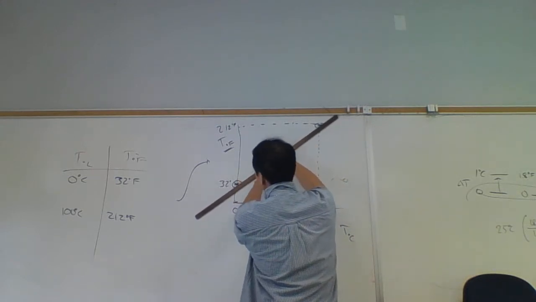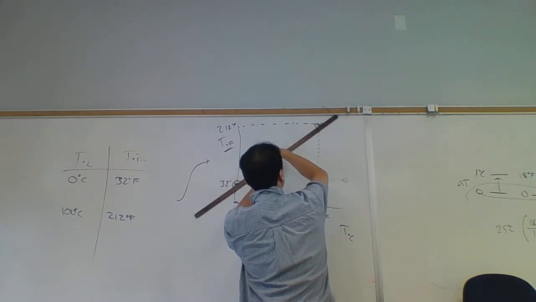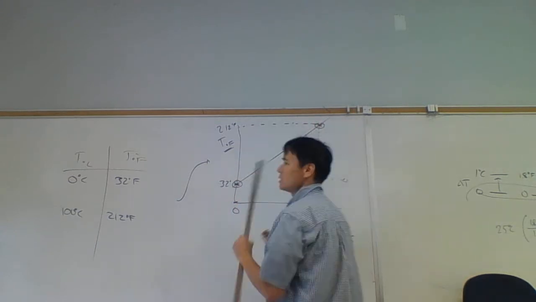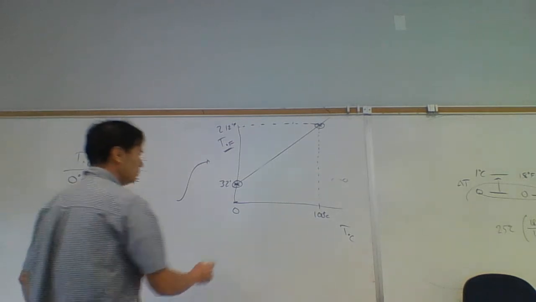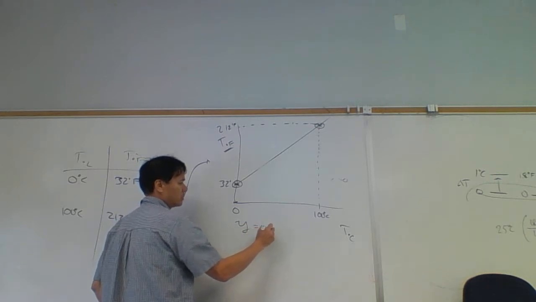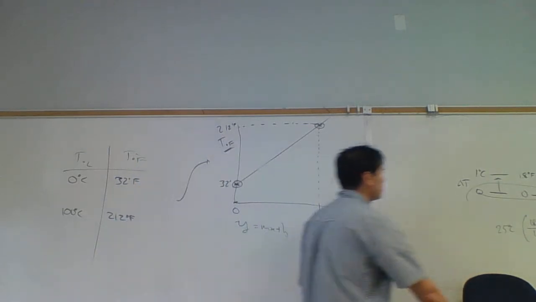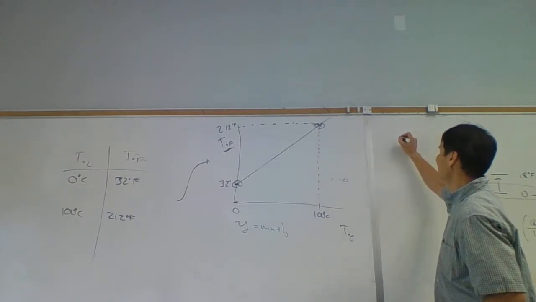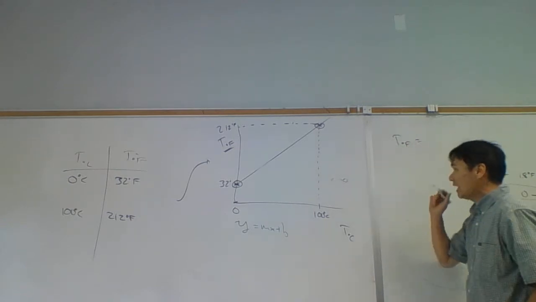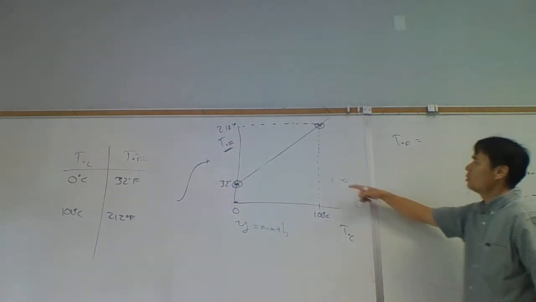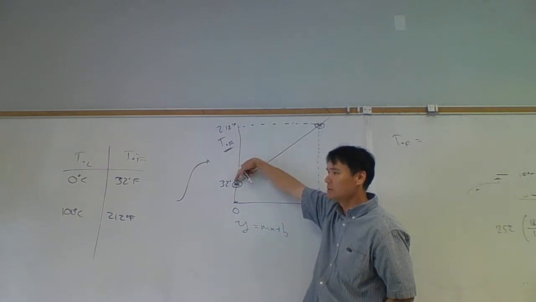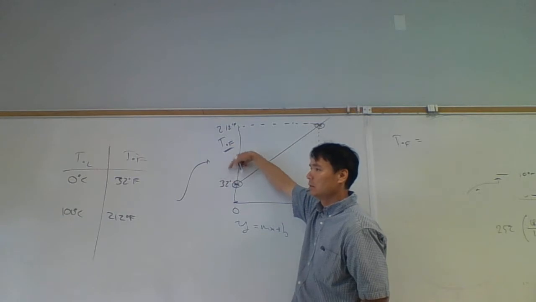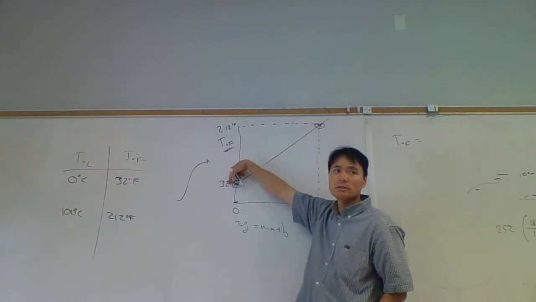What's the most compact way of representing a plot like this? The most concise way to define a plot like this is via an empirical equation. The empirical equation is y equals mx plus b. Y we defined as the temperature in degrees Fahrenheit. M is the slope, so the slope is delta y over delta x. What is delta y? It's T final minus T initial: 212 minus 32 is 180.